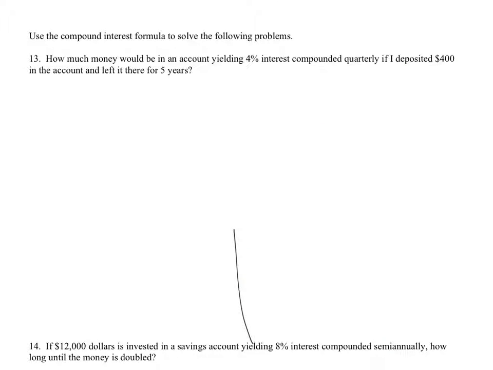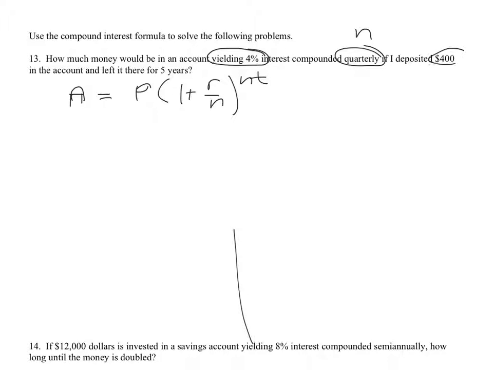Okay, so we're going to look at how we do 13 and 14, which use the compound interest formula, which if you recall is A equals P times (1 plus R over N) to the NT. So in this problem, we're just really plugging in some values. We have a rate of 4%, compounded quarterly, so that's N. We initially deposit $400, and we leave it in there for 5 years.